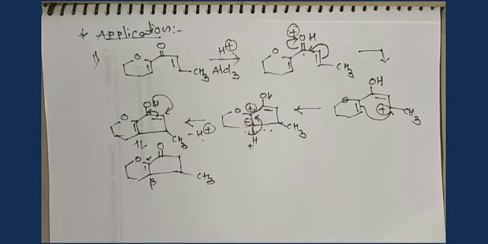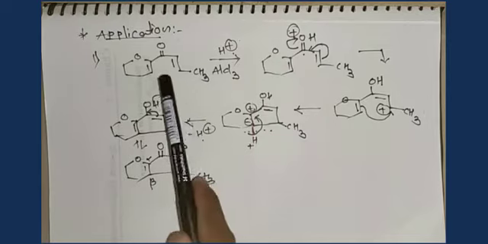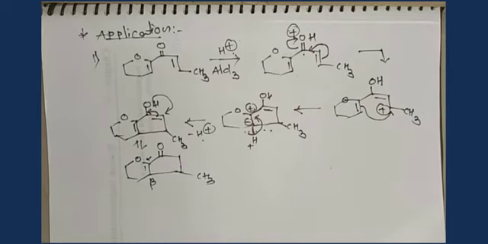Clear? So in the application part, it is not required to go for the mechanism, but if you are unable to give the product directly, then you must go for the mechanism, right? For any type of mechanism, you must remember the concept only, right? We are going to discuss the general reaction mechanism, so that you are able to apply this concept to any reaction. So let me discuss the second application of the Nazarov cyclization reaction. In this application, I am going to give the product directly.